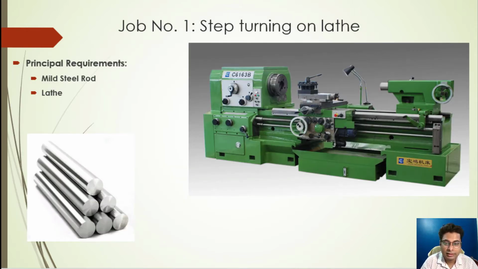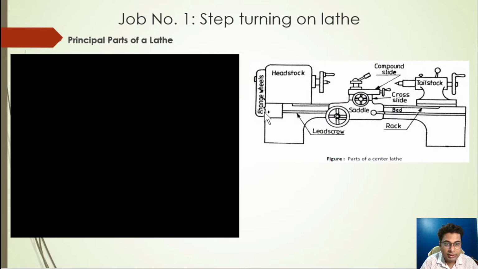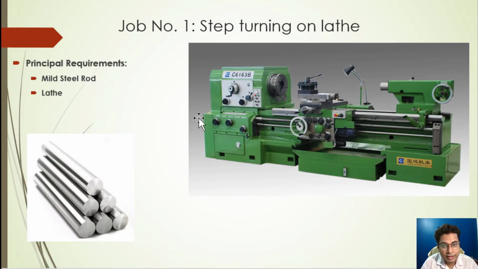I've said that what? Change wheels. Where are change wheels located? Inside this box. This portion is your headstock. Compound rest is this. Okay, cross feed is given over here. This is the longitudinal feed. This wheel is used for the longitudinal feed. This is the tailstock and this is the lead screw.